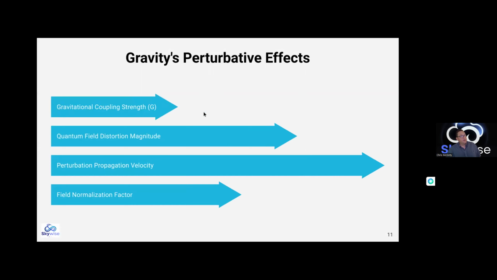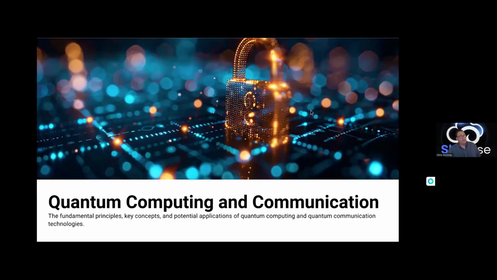These are some of the things that we look at when we're looking at the perturbation effect. The biggest thing that we need to find, or where we're seeing the biggest results, is the propagation velocity. But there are many other areas, again, the coupling strength and the normalization factor, some of these other ones where we can find these great measurements with the MEQ framework.